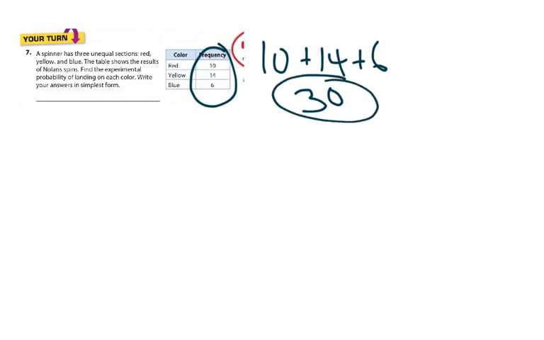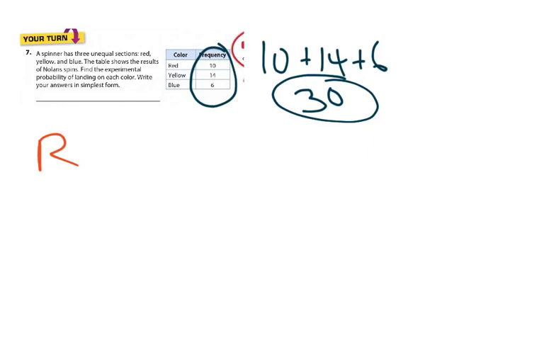One more example. So here we have a spinner with 3 unequal sections, red, yellow, and blue. The table shows the results of Nolan's spins. Find the experimental probability of landing on each color. Write your answer in simplest form. So again, it starts off with, how many times did this happen? We'll add them all up. 10 plus 14 plus 6, that's 20 plus 10, 30 total. Okay, so we'll keep that in our back pocket.